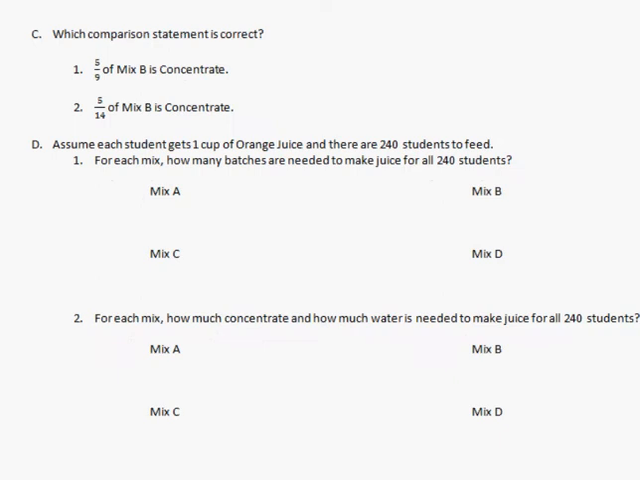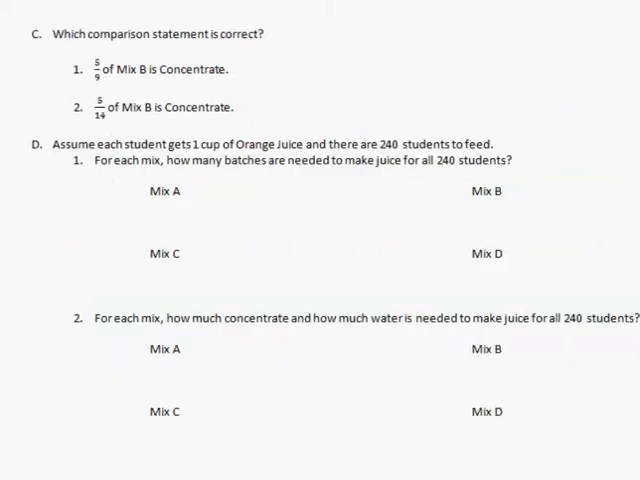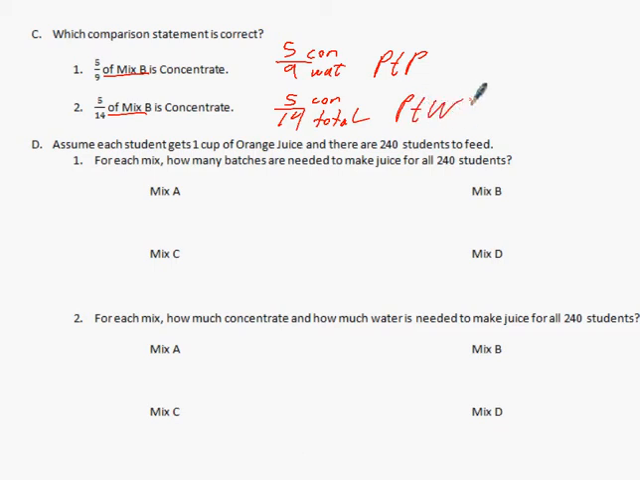Alright, let's move on. Which comparison statement is correct? 5/9 of mix B is concentrate, or 5/14 of mix B is concentrate. If we go back to mix B, we know it's 5/14. However, let's figure out why there is a difference. 5/9 or 5/14? Well, we know that 5 was concentrate, 9 was water, 5 was concentrate, 14 was total. So if we're talking about of mix B, we want the total. This top is part to part, this bottom is part to whole. The total is what we want, the whole is what we want. So that works.